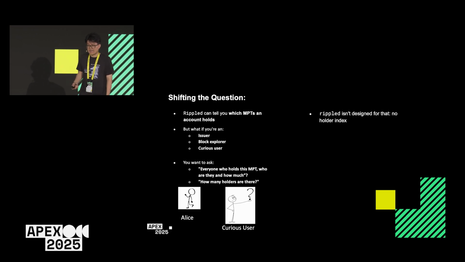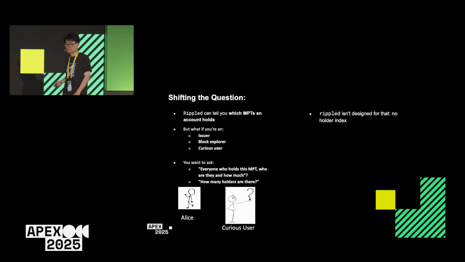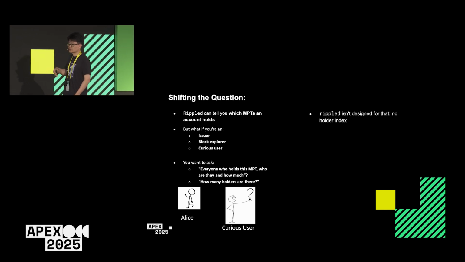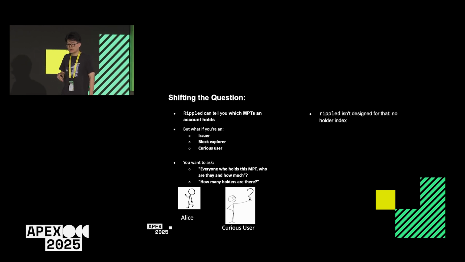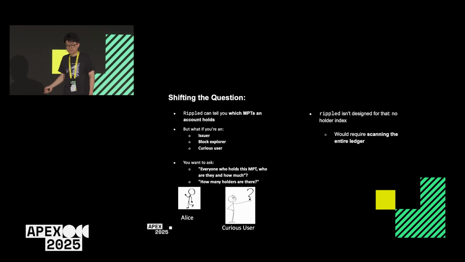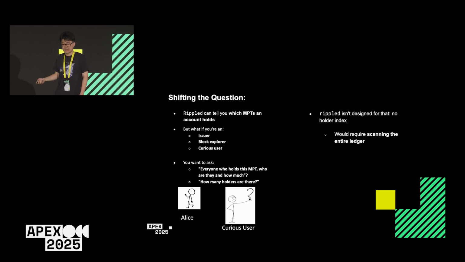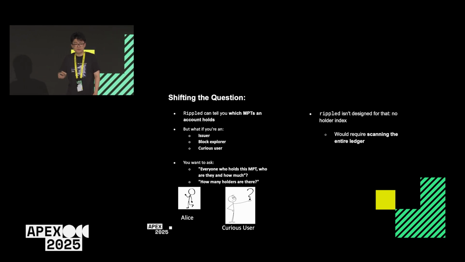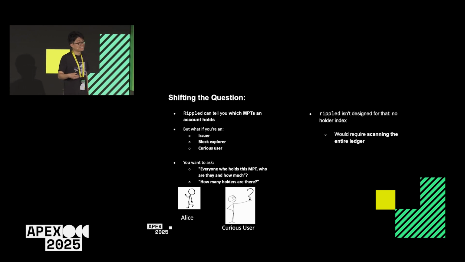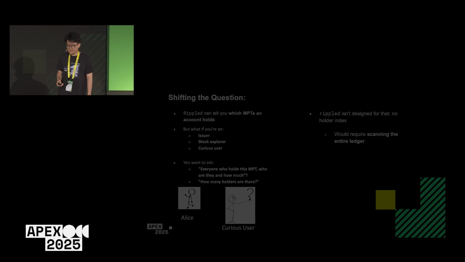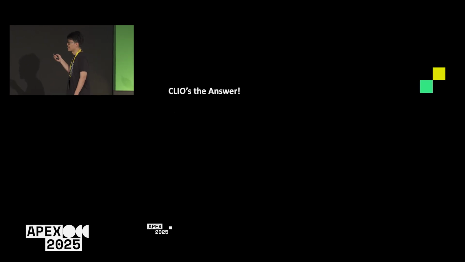RippleD actually isn't designed to answer that question. And without diving into too technical details, it's because they don't have a holder index. And if you really want to brute force your way to that answer, then you have to scan every single ledger. And that's like 96 million up so far. So how do we solve that? Well, Clio's the answer.